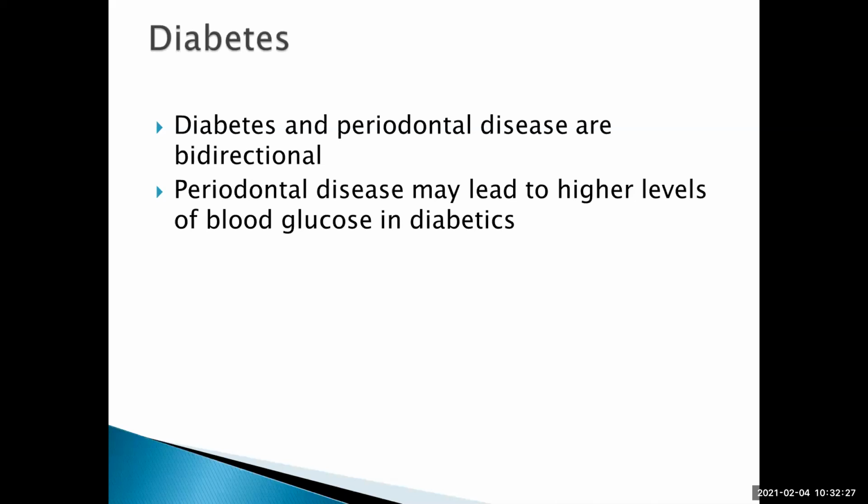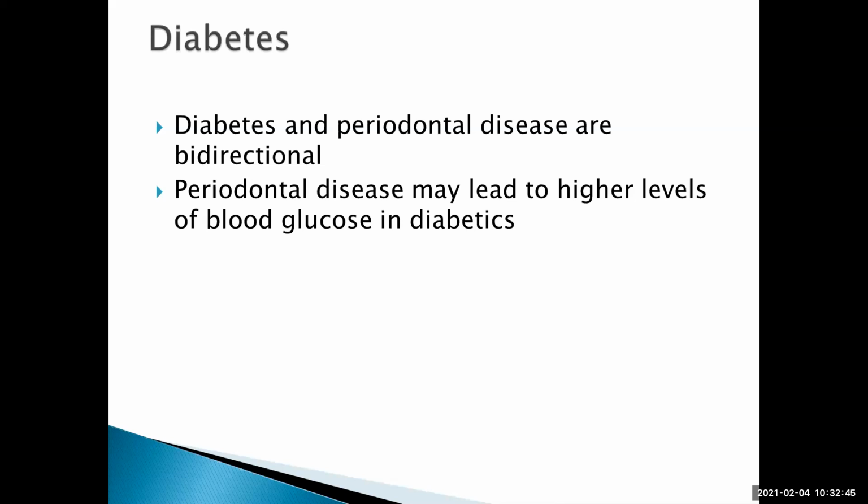Diabetes and periodontal diseases are bidirectional. The blood sugar control is so important. Periodontal disease may lead to higher levels of blood glucose in diabetics. So the more controlled the diabetics are, the better their periodontal status may be.